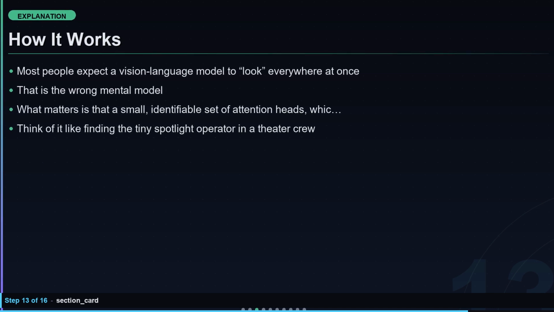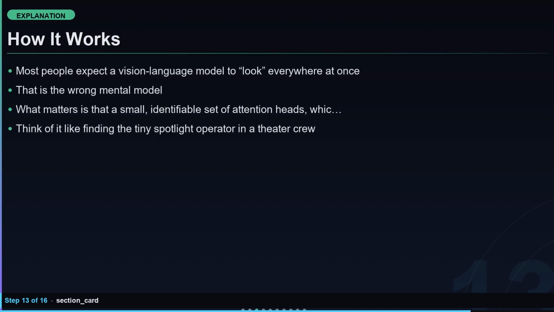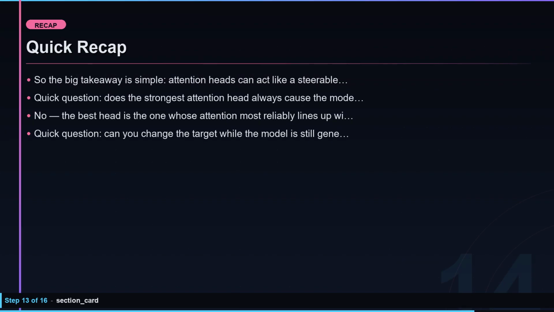The practical win is big. Treat gaze heads as an inference time control surface, so you can prototype steering and debugging without retraining the VLM. But there is a catch most people miss. So the big takeaway is simple. Attention heads can act like a steerable gaze, letting you inspect, score, and redirect what a VLM talks about.